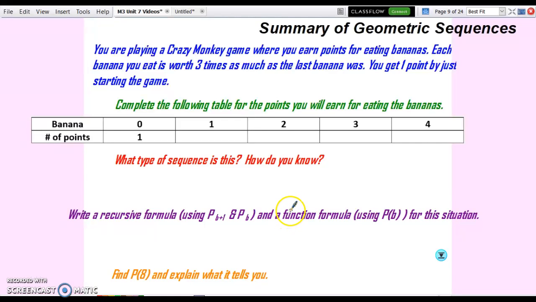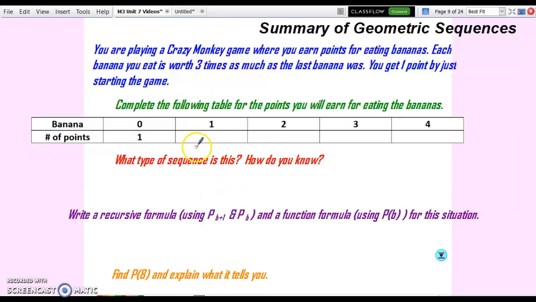Now we have a summary of geometric sequences, again from Unit 7, Lesson 2. You're playing a crazy monkey game where you earn points for eating bananas. Each banana you eat is worth 3 times as much as the last banana was. You get 1 point by just starting the game. So when you put a coin in, you get a point.